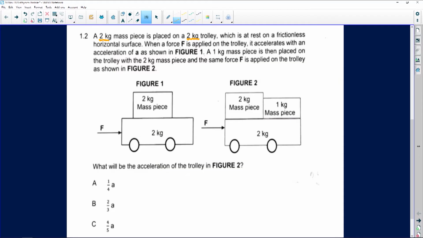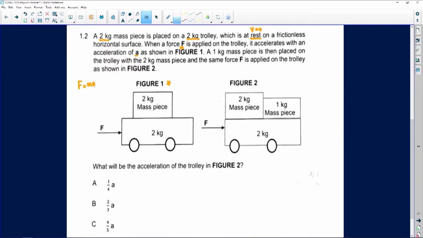So we have a 2 kilogram mass, which is placed on a 2 kilogram trolley, and which is at rest. Remember, if something is at rest, then we know that the velocity is 0. It's on a frictionless horizontal surface, so there's no friction. When a force of F is applied on the trolley, remember when you apply a force according to Newton's second law, the object will move in the direction that the force is applied. It accelerates with an acceleration of a. Remember, I can already see we are using F is equal to ma according to Newton's second law, F being directly proportional to the product of the object's mass and acceleration. And this is shown in figure number 1.